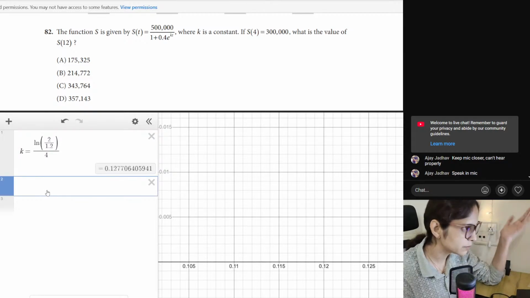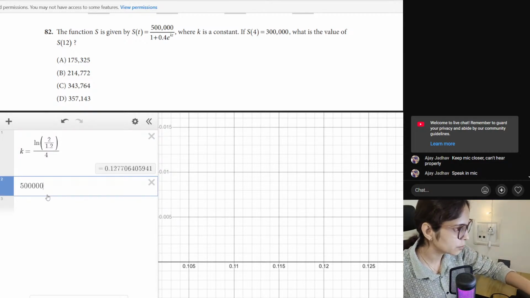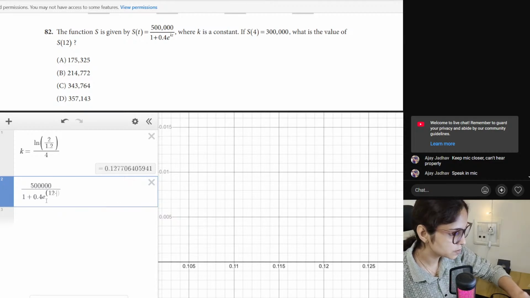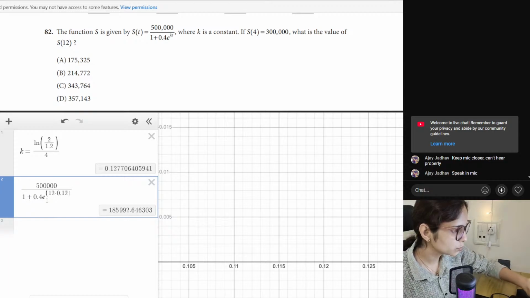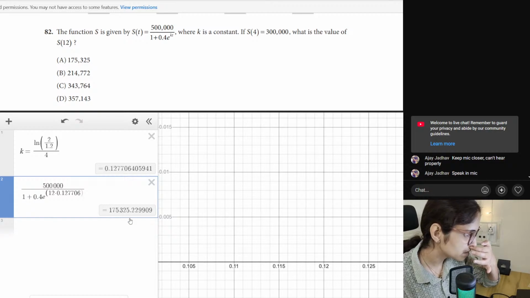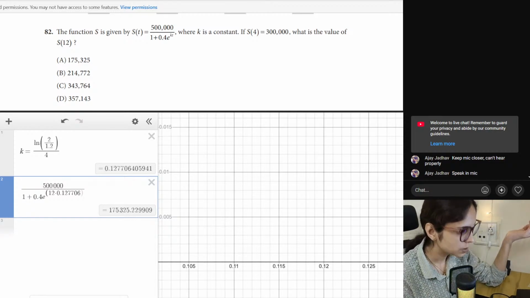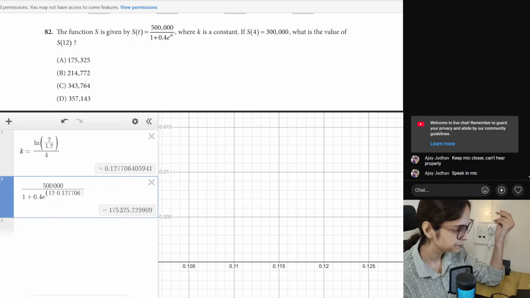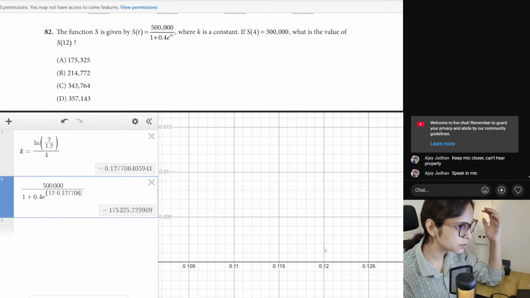And again, you just have to do the same thing. So it's 500,000 divided by 1 plus 0.4 e to the power 12 times 0.127706, getting 175,325. So I've told you various methods through which you can do this. All right. So in a nutshell, the answer is option A.